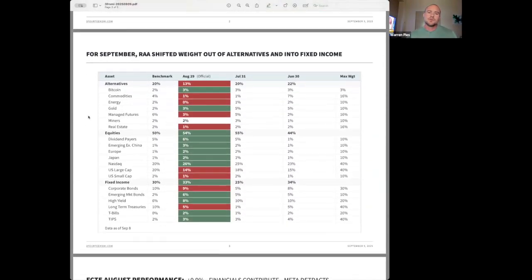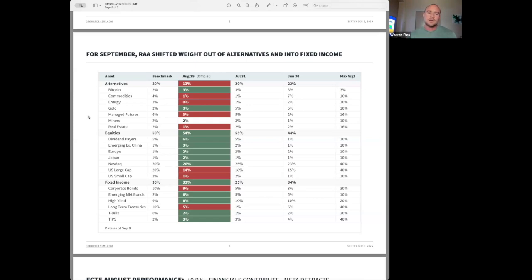Not a ton of moves really within the model. This look here shows the last 3 months of weights within the model and how things shifted around. We came from August into September; you can see the last day of July is the August rebalance date, and the last day of August is the September rebalance date. We were at 55% equities, and we dropped that down a tick to 54% equities for September.